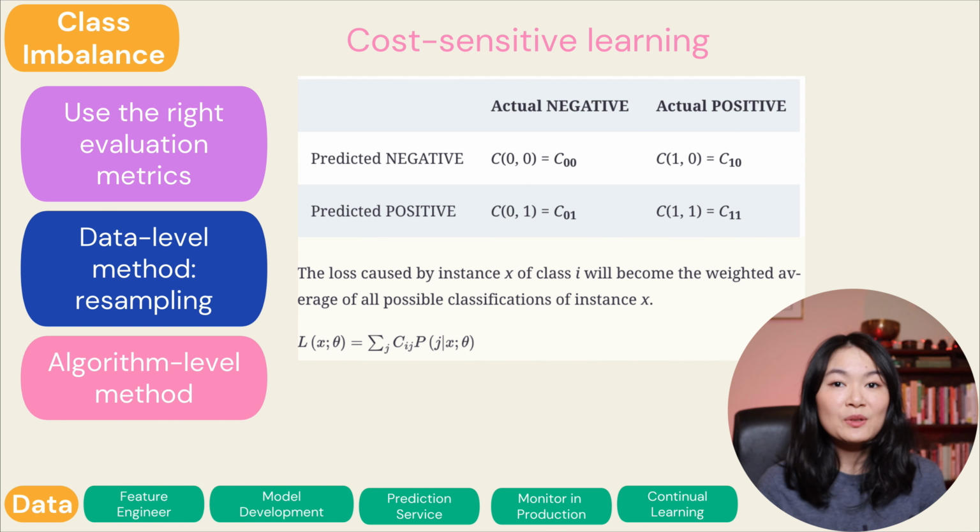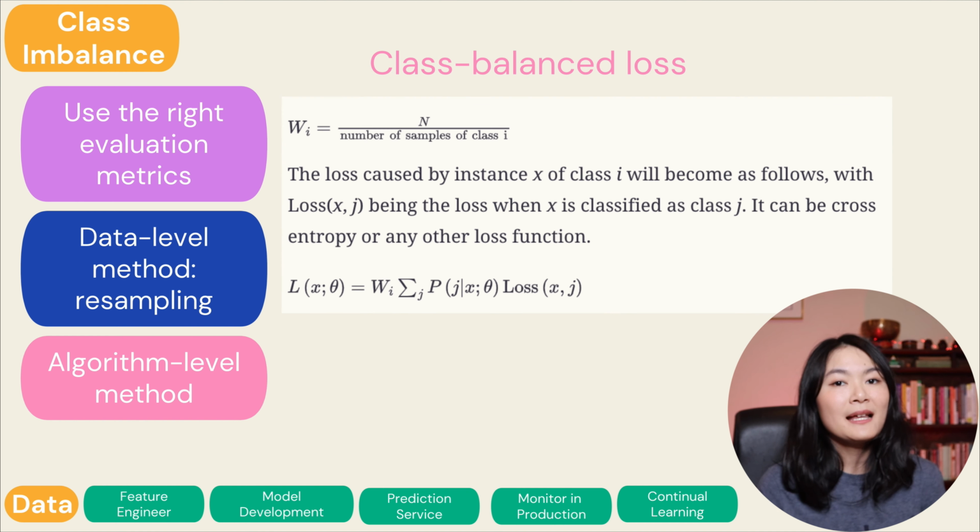Then finally, we can use algorithm-level methods. Cost-sensitive learning manually defines the cost matrix with the weighted average for all possible classifications. Class-balanced loss weights the loss function by the number of samples in each class.